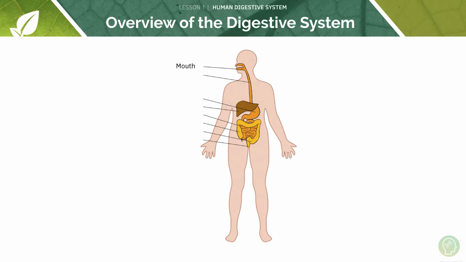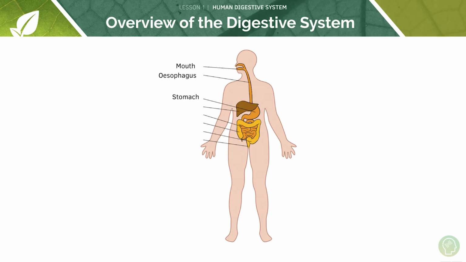So we'll start off with an easy one. That's the mouth. So that's essentially where your digestive system starts in the whole food processing timeline. We then come on to the esophagus, which is the pipe that leads from the mouth into the stomach. So food is transported down from the mouth into the stomach via the esophagus.